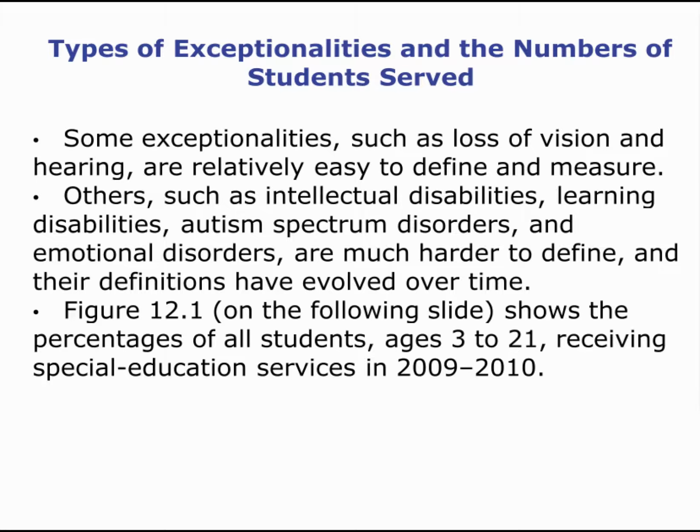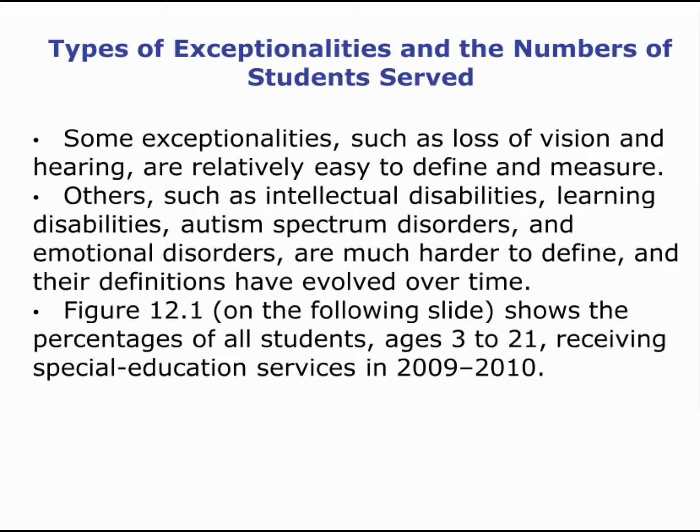Other disabilities, such as maybe mild mental retardation or intellectual disabilities, a learning disability, even on the autism spectrum, sometimes you will know that a child's on the autism spectrum, especially if they're on the farther end, closer to true autistic behavior, or if they're on the milder side where they are more like what we used to call Asperger's syndrome. Those are harder to determine. Things like emotional disturbance are really hard to define, and their definitions have definitely evolved over time.